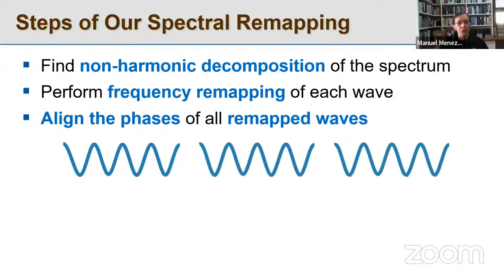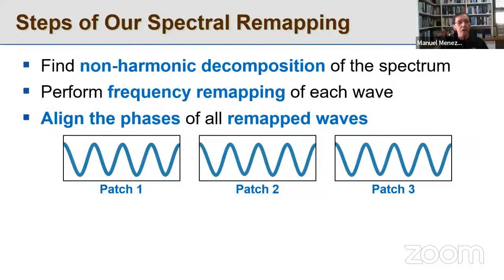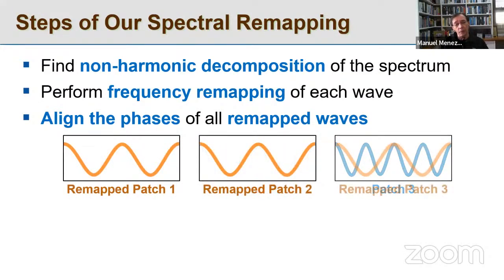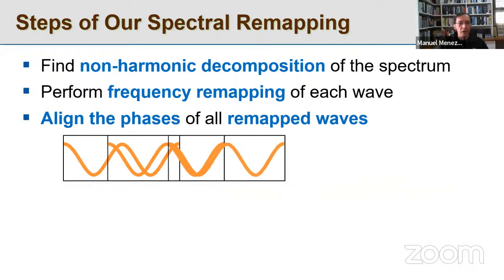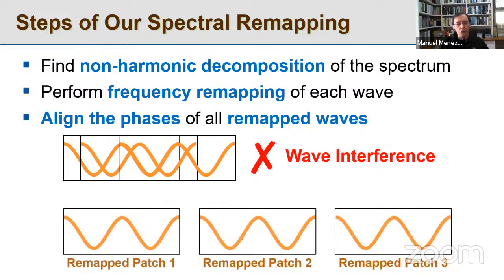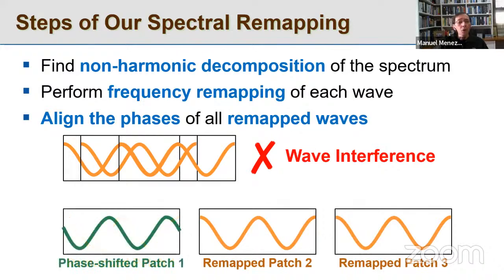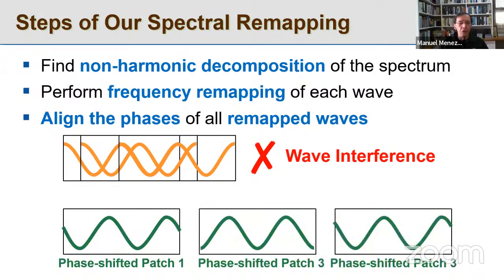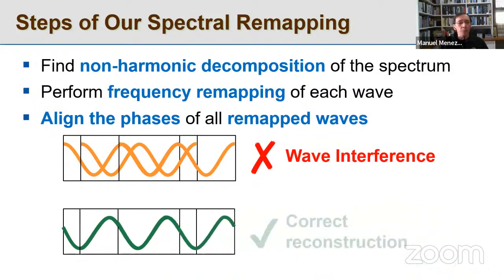As we split this into overlapping patches, we can now perform frequency remapping. We do this separately for each one of them. But as we try to put those back together in order to reconstruct the image, we realize that the phases don't match anymore. So it's not enough to just remap frequencies, but we need to somehow readjust the phases of every single one of those waves. And once we put it all together, we get a correct reconstruction.